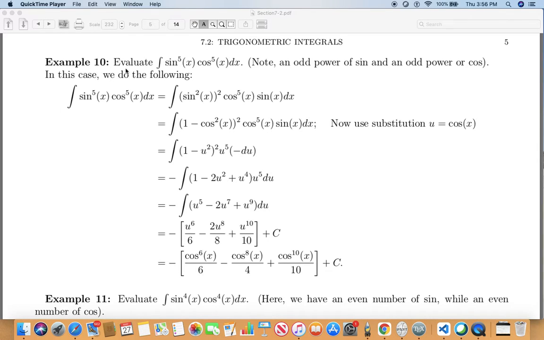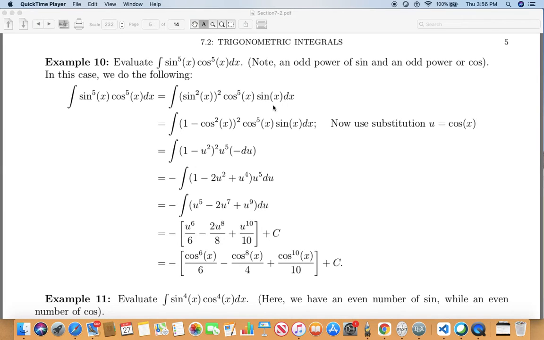Example 10. Evaluate the integral of sine power 5 of x cosine power 5 of x dx. Notice both of these are odd powers. Odd power of sine, odd power of cosine. In this case, we can do the following. Remove one of the powers aside. So I have removed a sine power aside. So only 4 powers of sine are left, which is sine squared power 2. Cosine power 5 as it is, sine x dx.